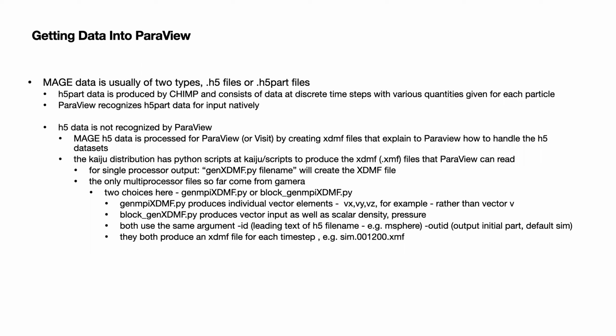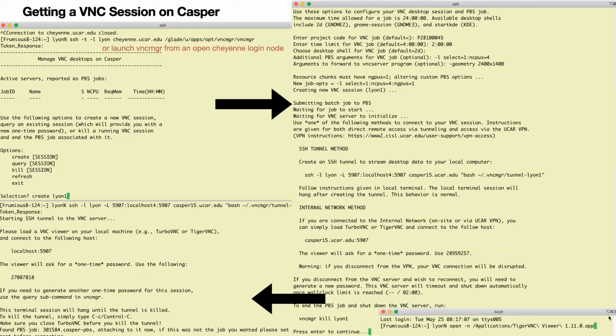Not a whole lot of difference in what you actually get to see. The major difference is that the block gen produces vector quantities automatically, whereas gen xdmf.py just gives you the individual components. They both operate the same way and produce XDMF files for each time step. For example, time step 1200 would be sim.001200.xmf.